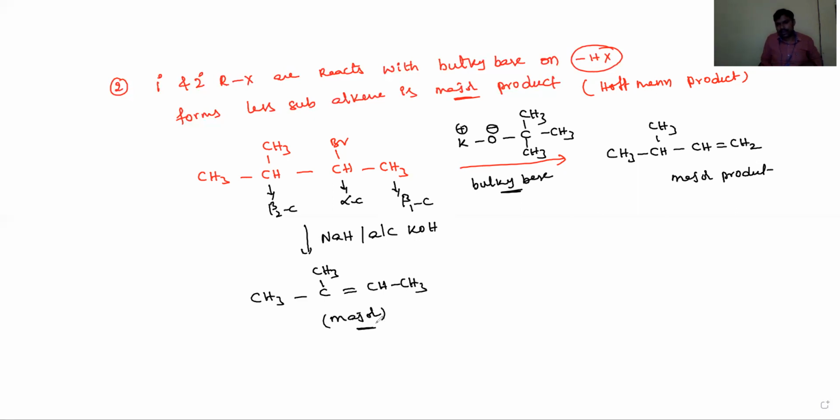Don't confuse. When the Hofmann product is forming or when the Saytzeff product is forming, the reactants are alkyl halides only. So one is primary and secondary alkyl fluorides treated with base, which forms the Hofmann product. And primary and secondary alkyl halides treated with a bulky base also form the Hofmann product. And the third condition, let's see, dear students.